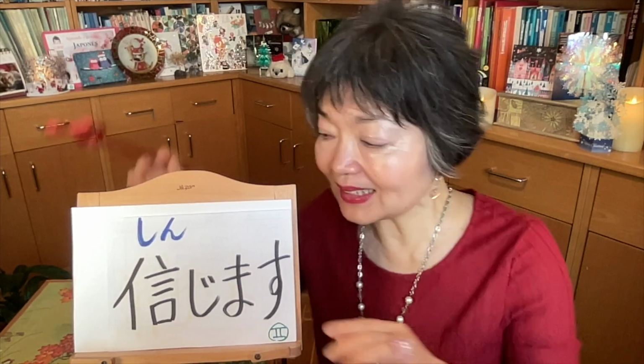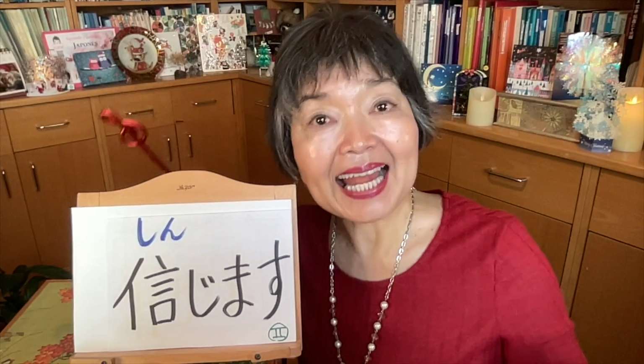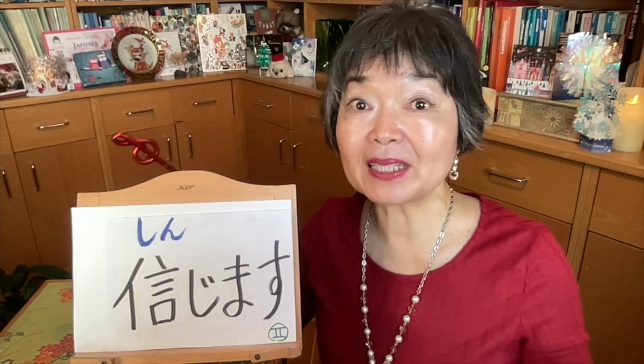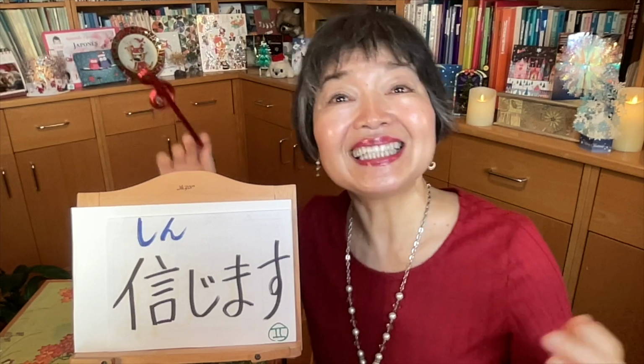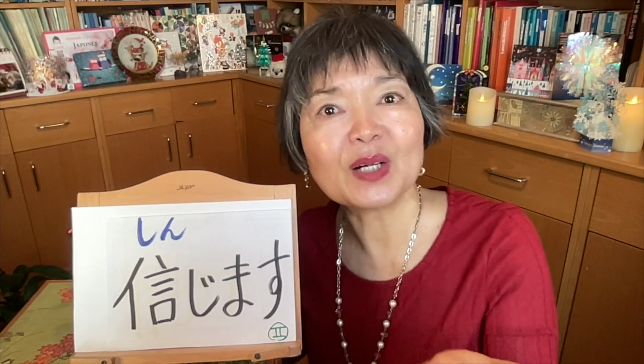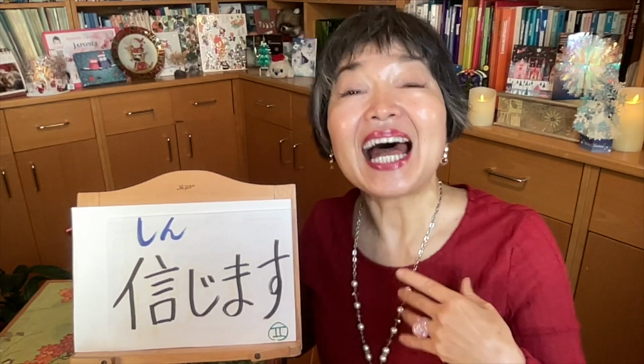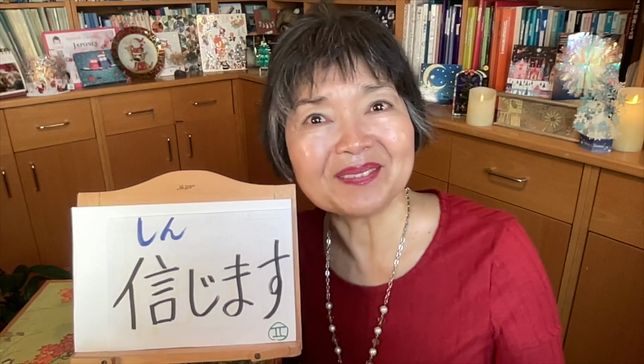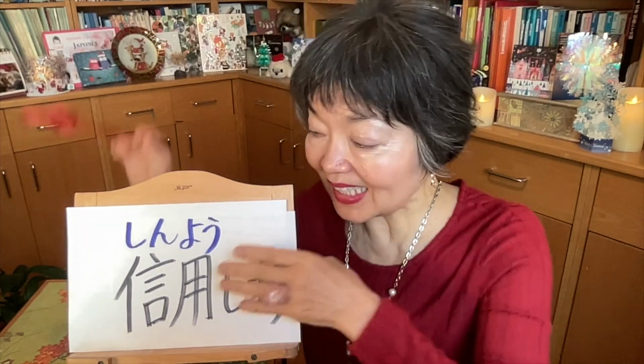In English, you say to believe in something or to believe in someone. But in Japanese, 信じます, this is a transitive verb. It means something を or someone を信じます. For example, I believe you. あなたを信じます。or あなたのことを信じています.